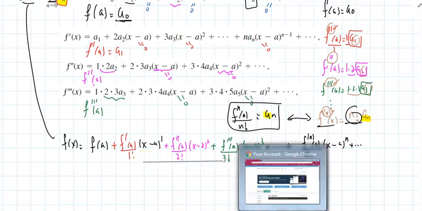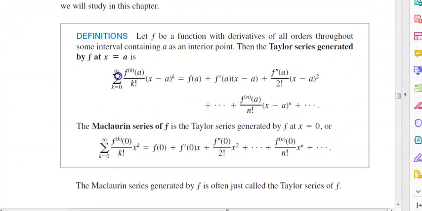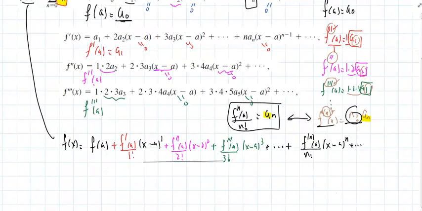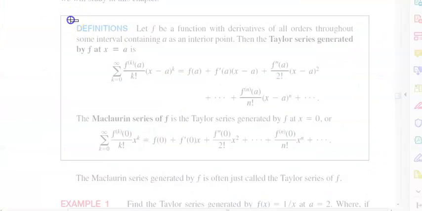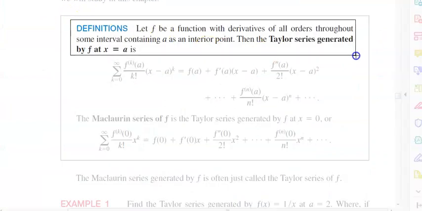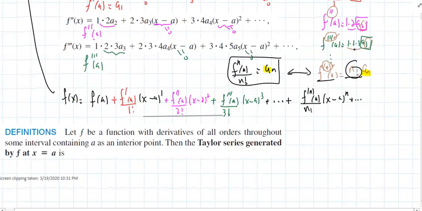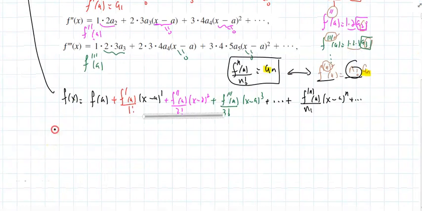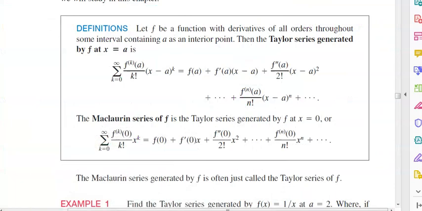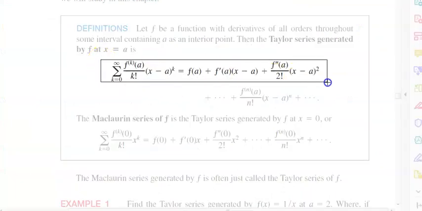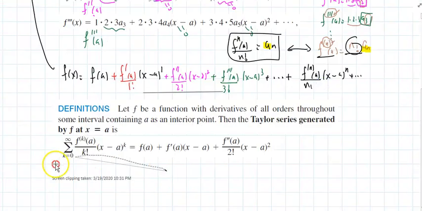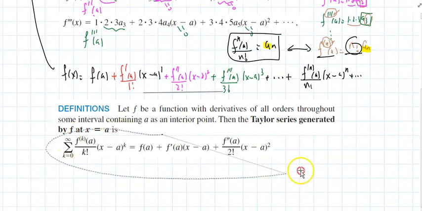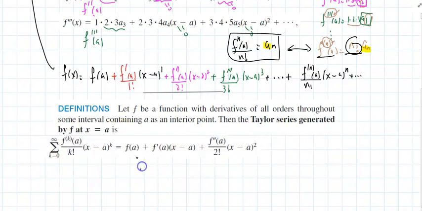And if I look at the book, I would notice that in my definition, if I want to find a Taylor series centered about x equal a, I will get the series to be, and notice what they did. They replaced a sub n by what we found right here.